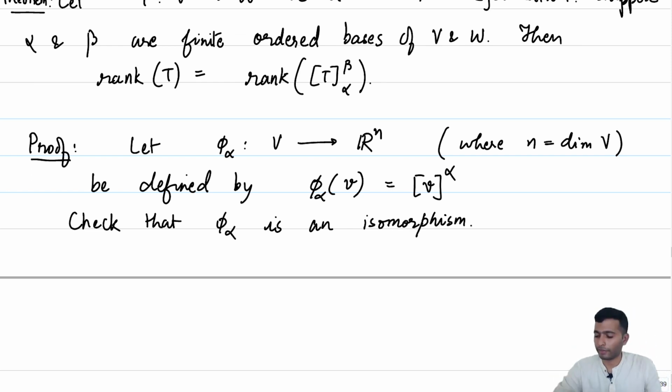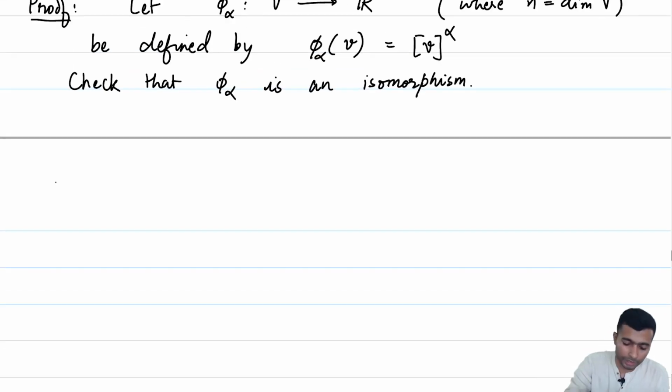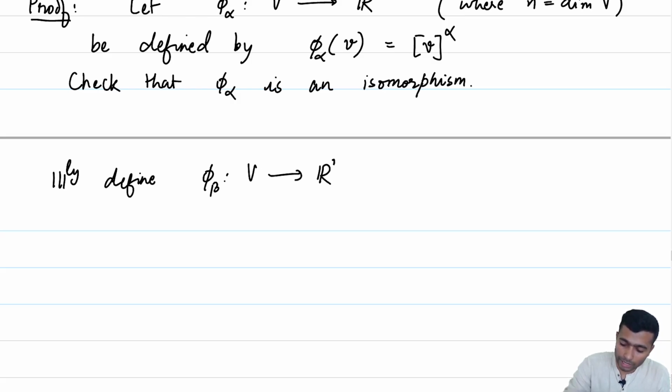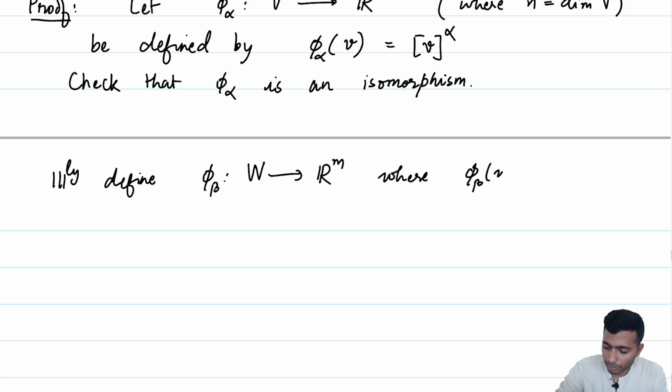Similarly, we can also define phi beta, which is from W to Rm, where phi beta of W is the column representation of W with respect to beta.